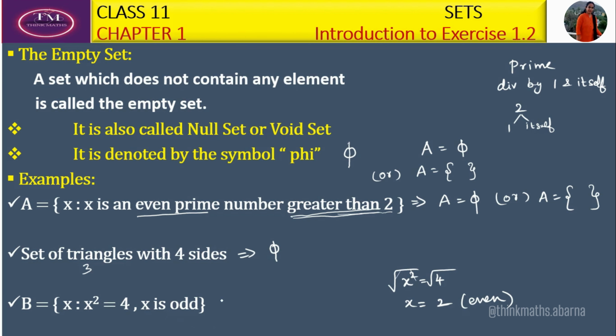So B is equal to null set. We can write it as B is equal to null set, just open the curly bracket and close the curly bracket, or we can write B is equal to phi. That means there is no element in the set. B is an empty set. Okay, children?